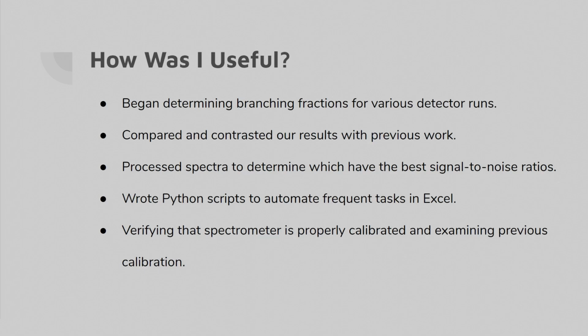Now, what did I bring to the table? I've started calculating branching fractions for levels in various detector runs. I've then compared and contrasted these with previous work. I've meticulously combed through spectra to pick out weaker lines that don't get detected automatically by our software. I've also written Python scripts to automate a number of frequent and simple yet tedious Excel tasks. I'm also verifying that our spectrometer's calibration is reliable.